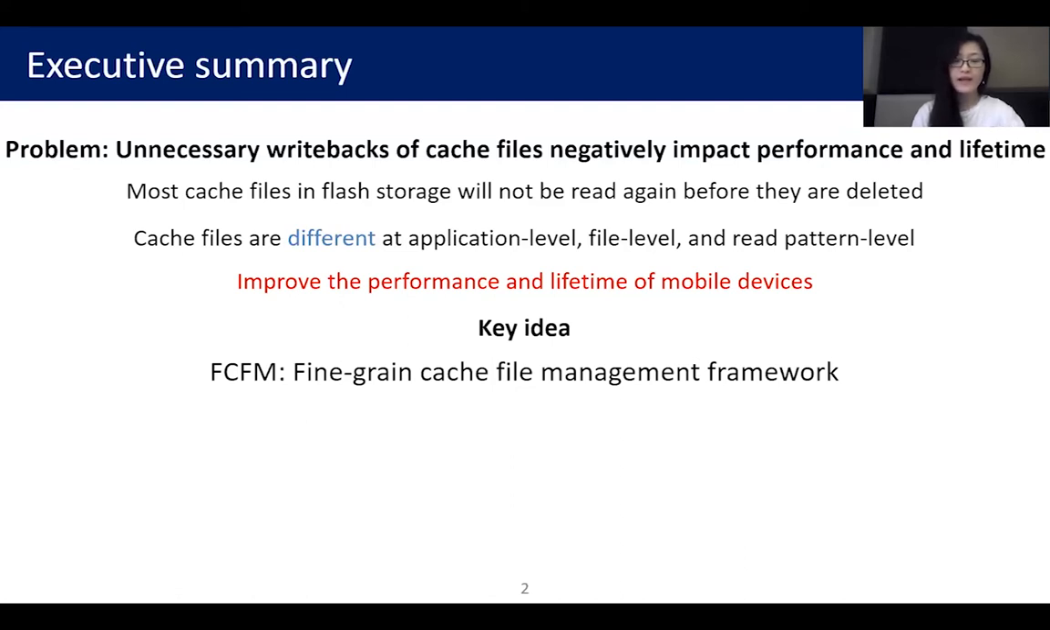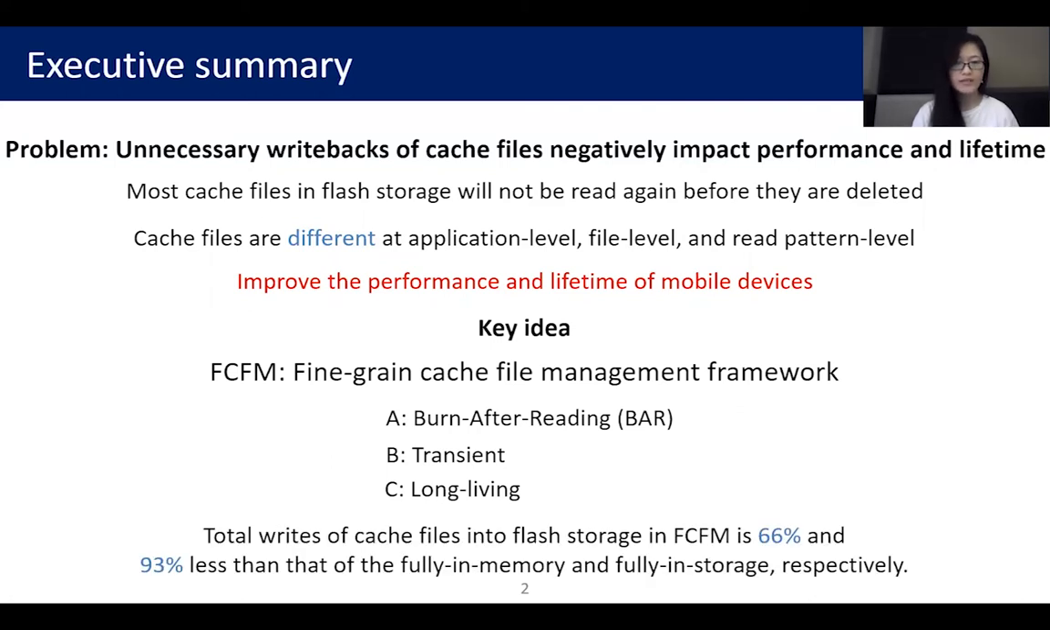FCFM mainly categorizes cache files into three classes: burn after reading, BAR. In this class, the files can be discarded after usage. In the transient class, files should be stored in memory. For the long-living class, cache files will be stored in flash storage. A preliminary evaluation showed that the proposed solution can much reduce the write operations of cache files.